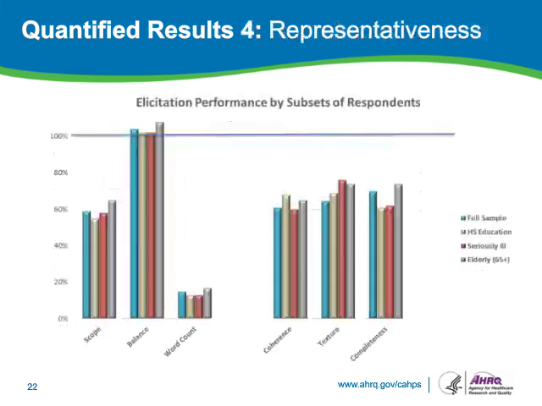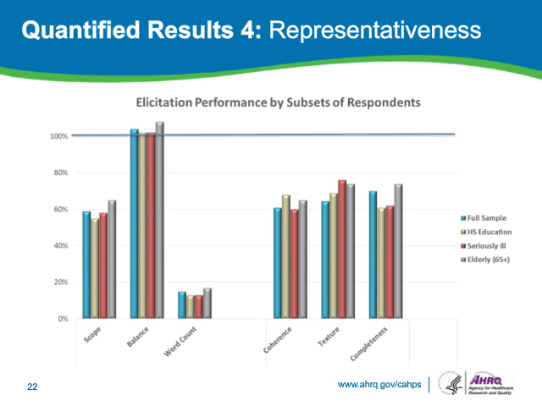Quantified results for representativeness. Notice here the color scheme has changed because we're graphing something different, not phone versus web, but the average performance on the elicitation in blue compared to the performance for three subgroups we were worried about not actually being as responsive to the elicitation.